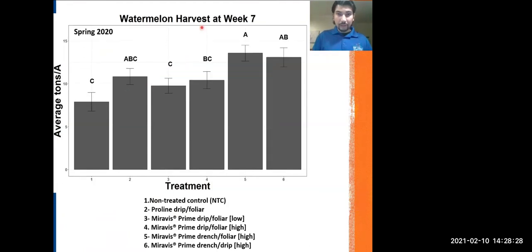So we were able to harvest at 7 weeks. We did it a little bit earlier than normal, just to combat the wildlife issue we were having before, so we can actually make some comparisons of what we're recovering. We converted these values to tons per acre based on the plot size. The yield was significantly higher in both Miravis Prime treatments that included an initial drench, although the follow-up treatment was different. In this one, it was a follow-up foliar treatment. This one was a follow-up drip, but they performed better than the other groups, definitely better than the yield we got in the control.